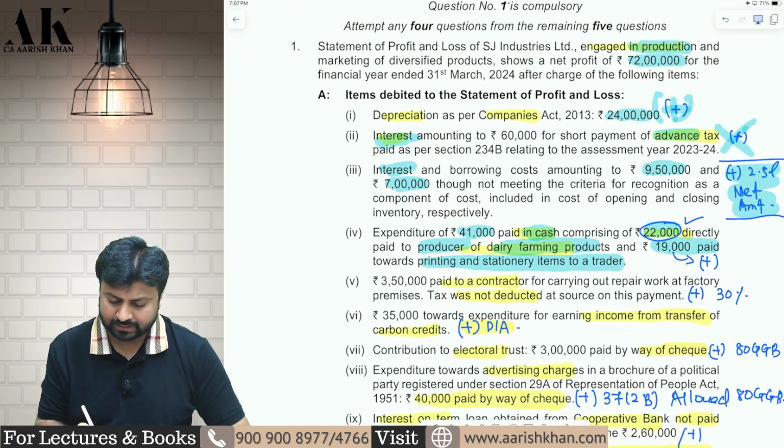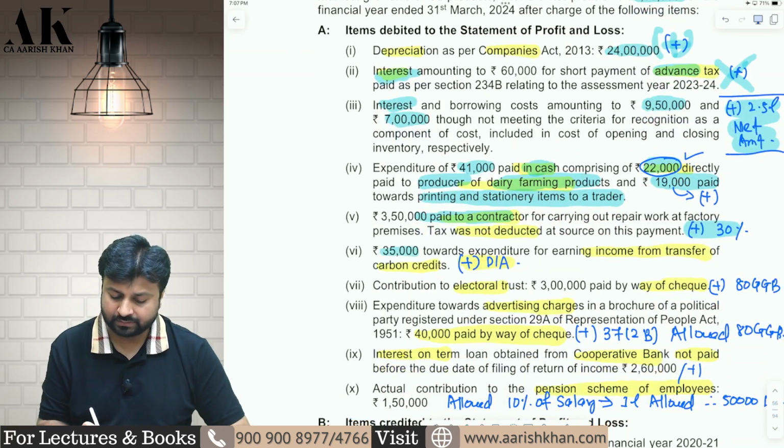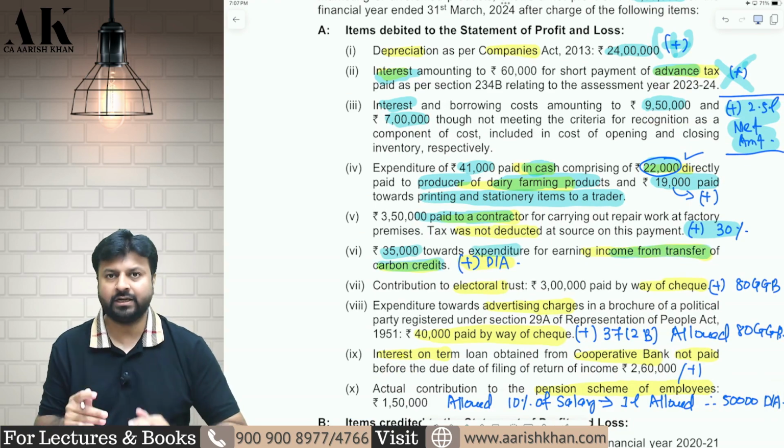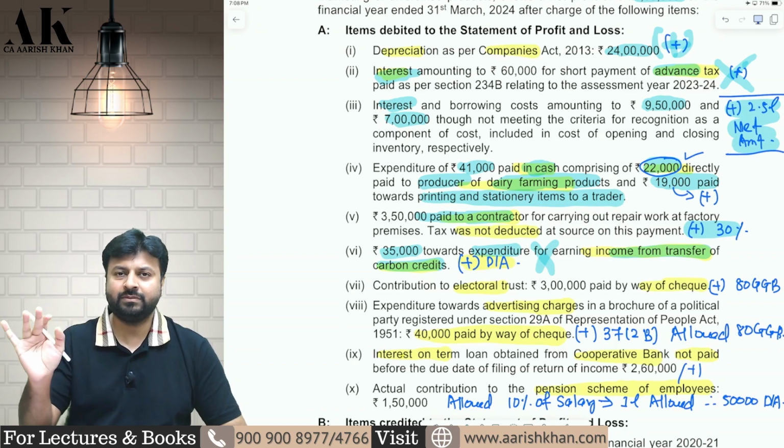Next, you have paid some 3,50,000 to a contractor. TDS not deducted. 30% of the expenditure will be disallowed. Okay. Next one, you have incurred some 35,000 rupees expenditure towards earning income from transfer of carbon credit. Now, whatever expense you incur for transfer of carbon credit, that is disallowed under 115BBG, and transfer of carbon credit is separately taxable at 10% under 115BBG.